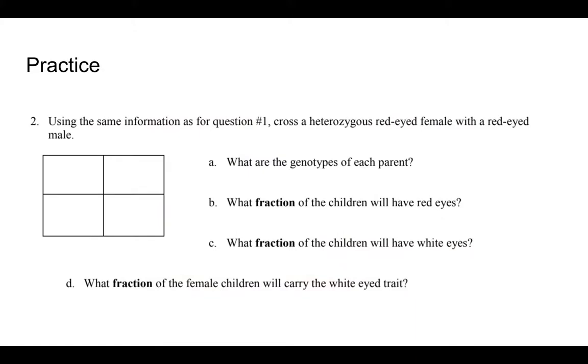Question number 2. You're going to do the same thing, a new practice question. This time, you have a heterozygous red eye female. So make sure she's female, XX. Then put her heterozygous traits on the X chromosomes. And she's crossed with a red eye male, XY. Put your red eye trait on the X chromosome for him. Cross them, answer the questions. Pause the video, come back when you're ready for the answer.